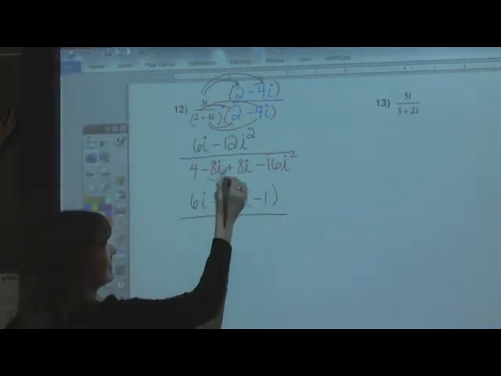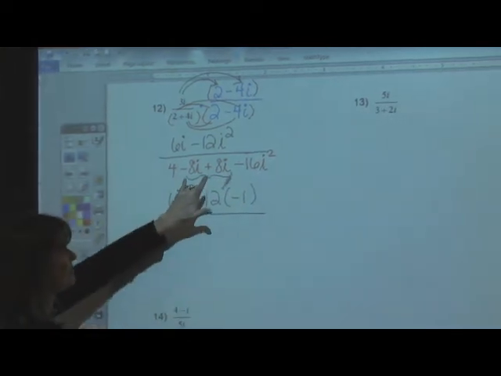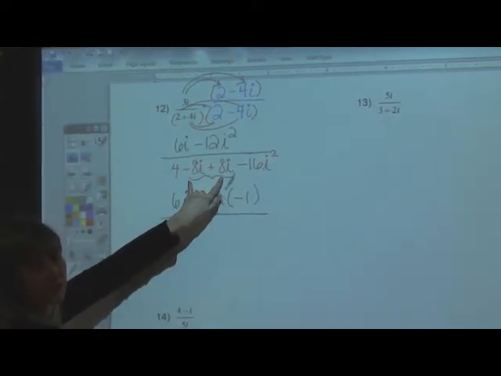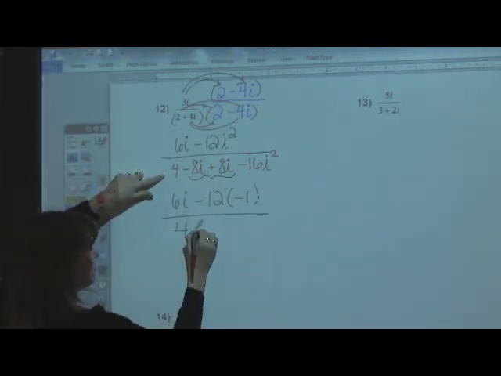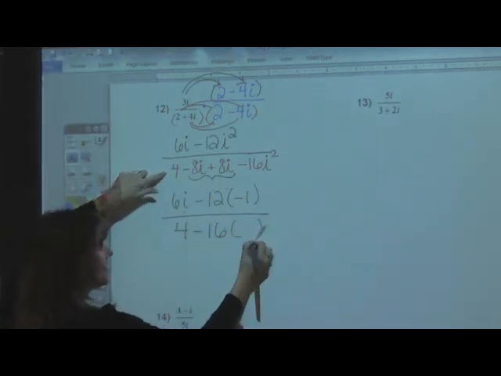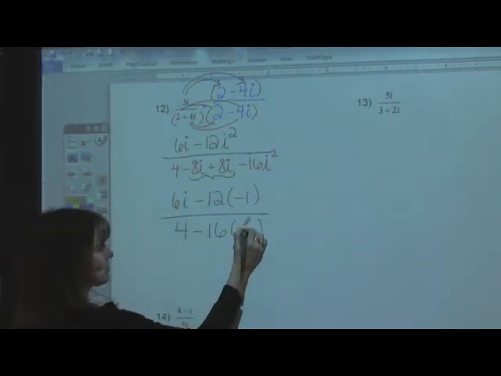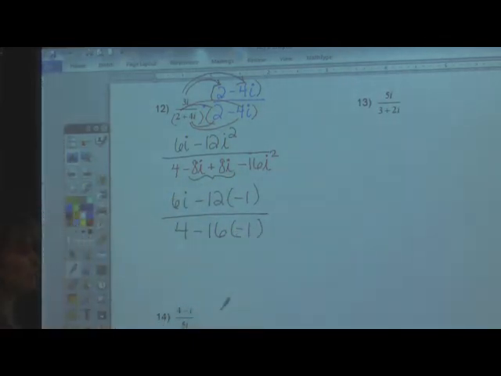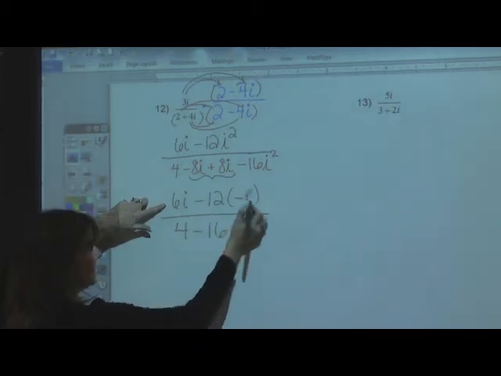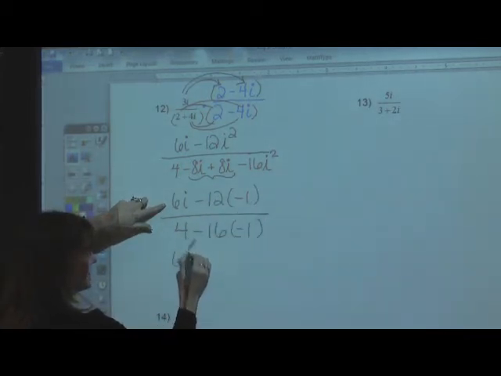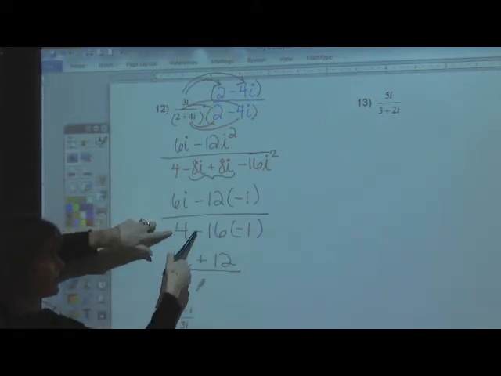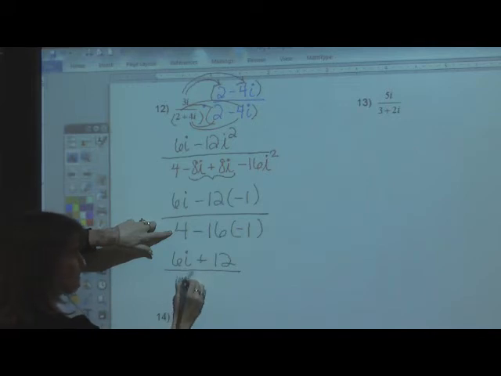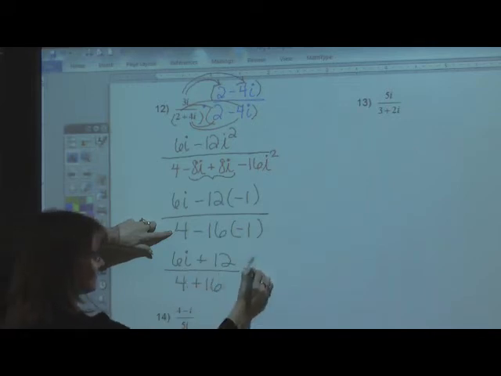And on the other side, let's simplify at the same time. Do you see the -8i and the positive 8i? Let's get rid of those. They cancel each other out. And I have 4 minus 16, and don't forget, instead of i squared, we're using that negative 1. Simplify. Negative times a negative is a positive. So that's 6i plus 12 over, negative times a negative is a positive 16.